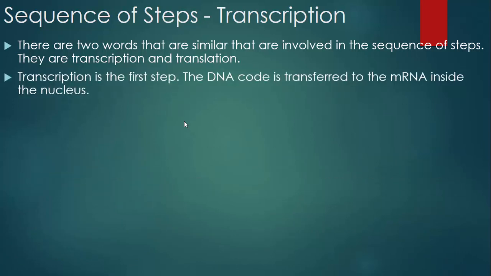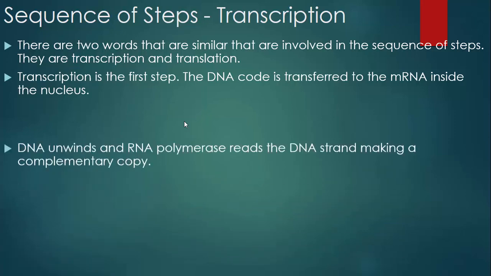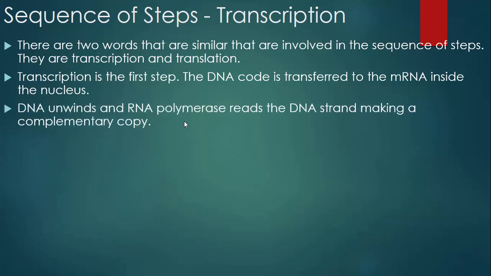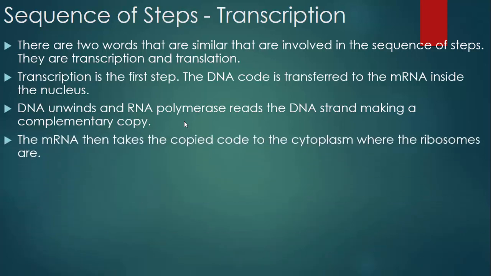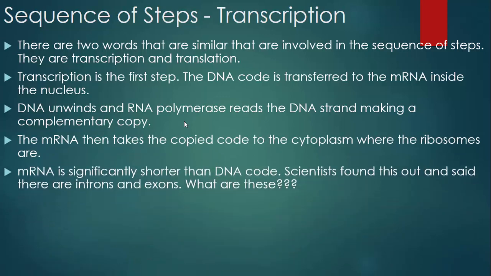Now, transcription is the very first step. The DNA code is transferred to the mRNA inside the nucleus. On the last slide, we just talked about A pairing with U, C pairing with G, G pairing with C, and T pairing with A. That is what we just did, which is essentially transcription. Now, the DNA unwinds, and RNA polymerase reads the DNA strand, making a complementary copy. The mRNA then takes the copied code to the cytoplasm, where the ribosomes are. Now, mRNA is significantly shorter than the DNA code.